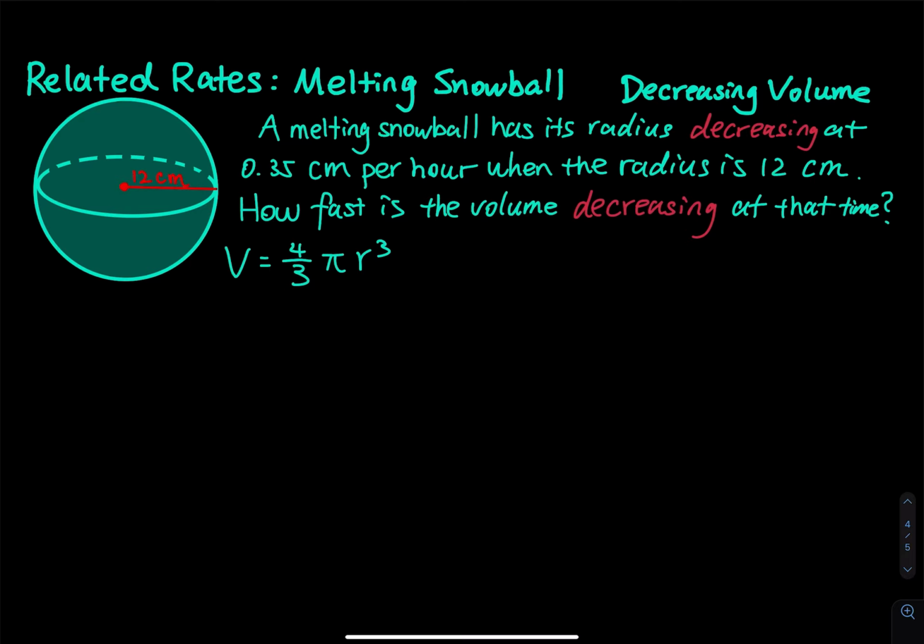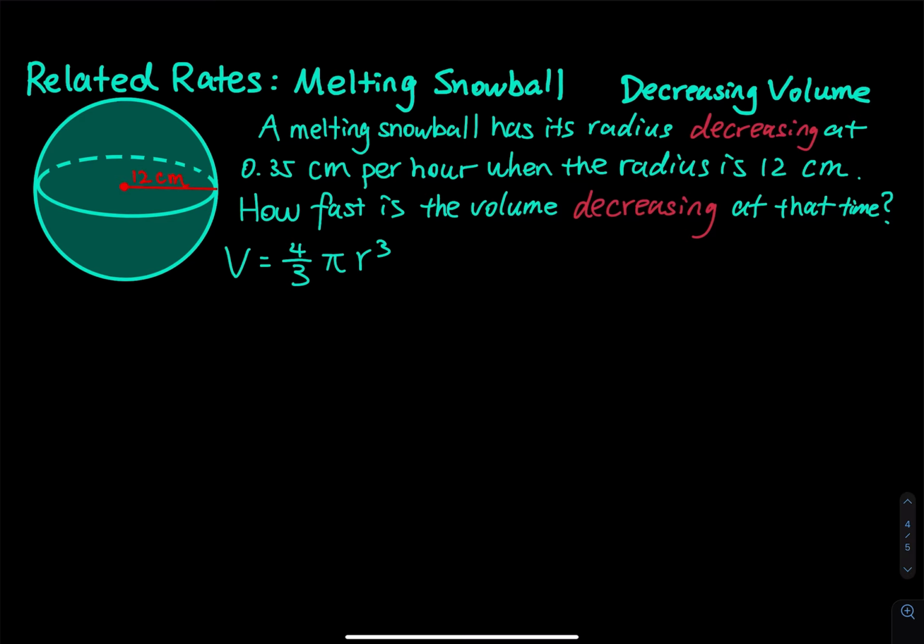This related rate problem is about a melting snowball. A melting snowball has its radius decreasing, I put that in red, at 0.35 centimeter per hour when the radius is 12 centimeters. The question is, how fast is the volume decreasing at that time?